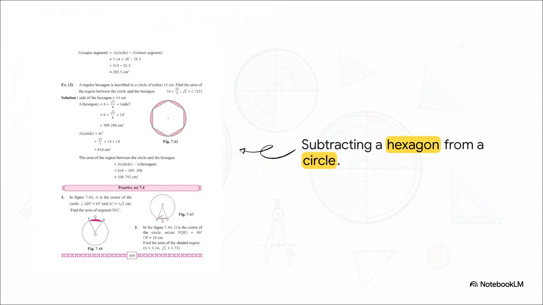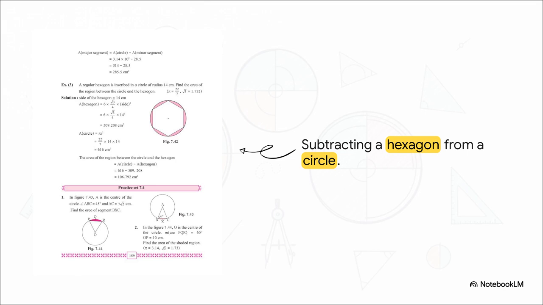Let's kick it up a notch and see how this builds into more complex exam-style questions. Take a look at this next figure. Here we have a regular hexagon inscribed perfectly inside a circle with a radius of 14 centimeters. The question asks for the area of the region between the circle and the hexagon, meaning those 6 shaded minor segments around the edge. Believe it or not, it's just another subtraction problem.